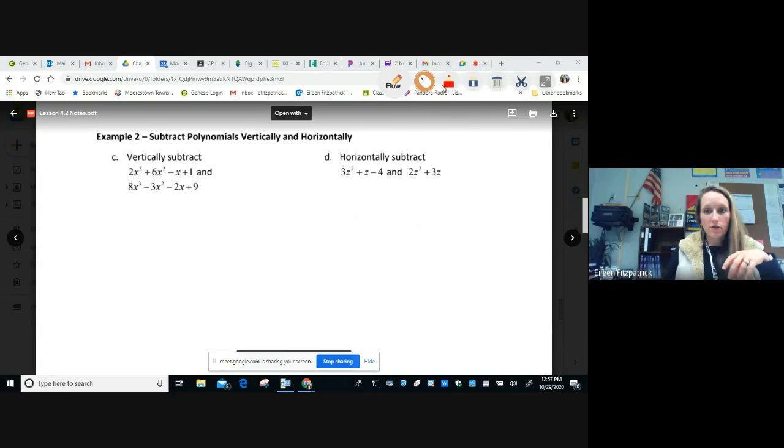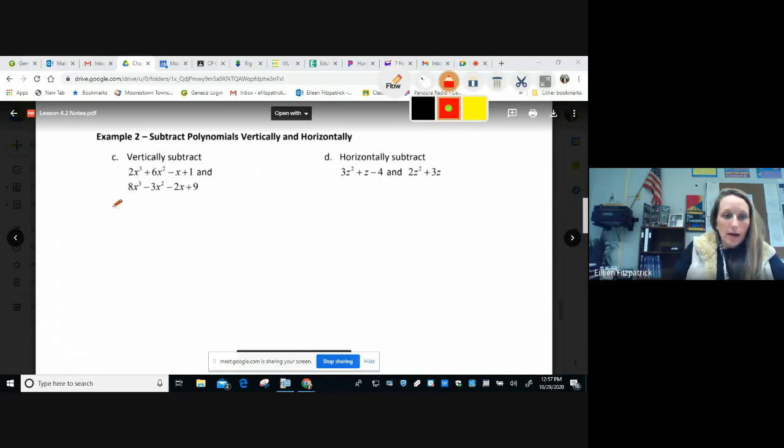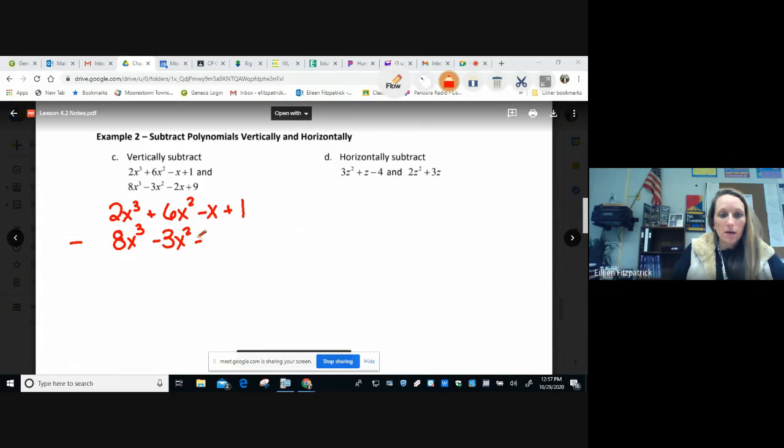Now subtracting vertically and horizontally. So we have 2x cubed plus 6x squared minus x plus 1. And we're going to subtract 8x cubed minus 3x squared minus 2x plus 9.